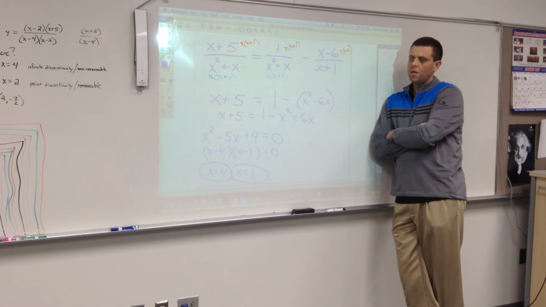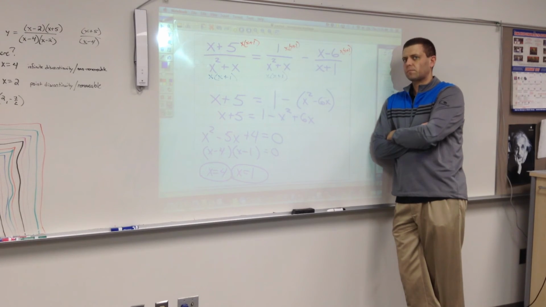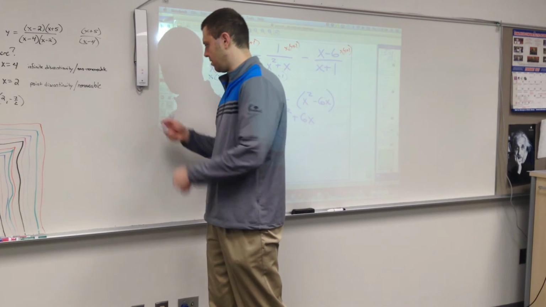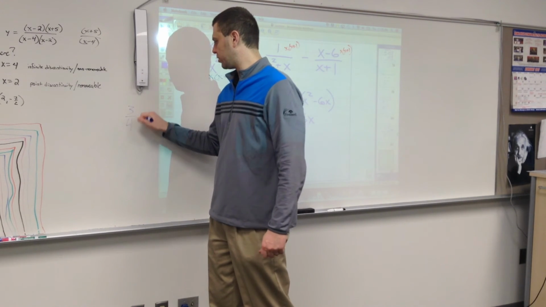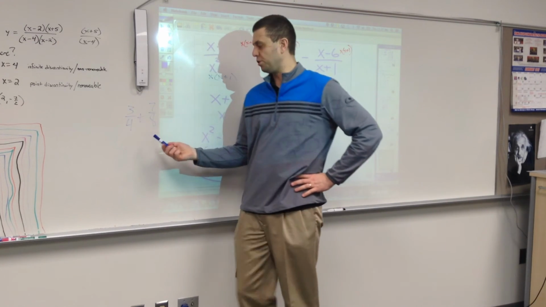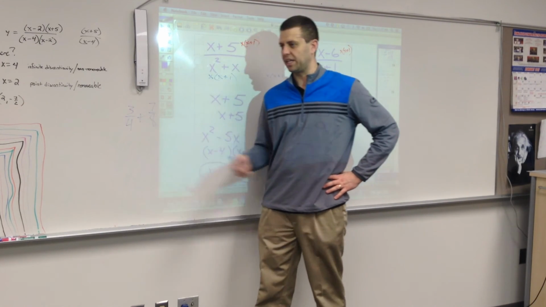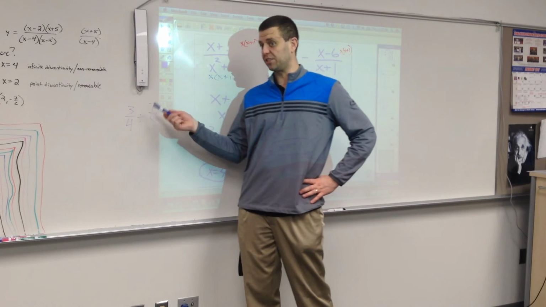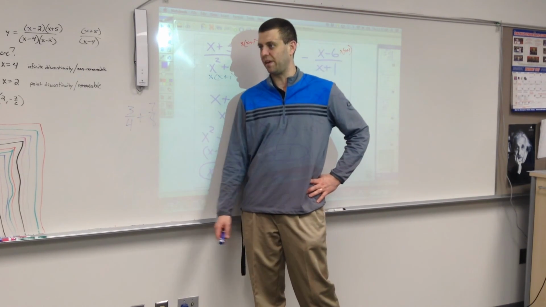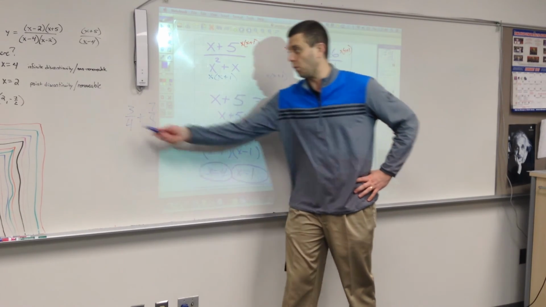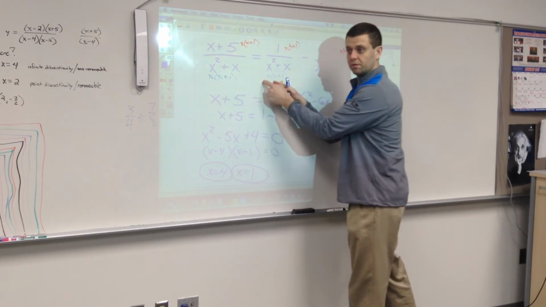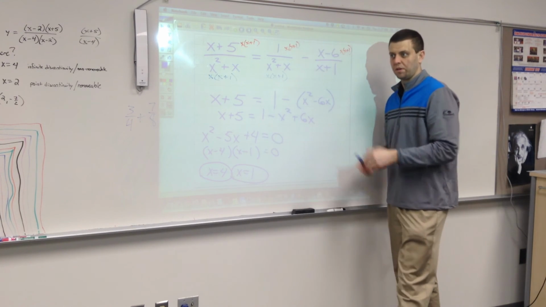If I have the fraction 3/4 plus 7/8, sure, you could multiply 4 times 8 and get 32 and make both fractions have a denominator of 32. But wouldn't it be a lot easier just to make this one have a denominator of 8 and call it good? Because 4 goes into 8, right? This goes into this.